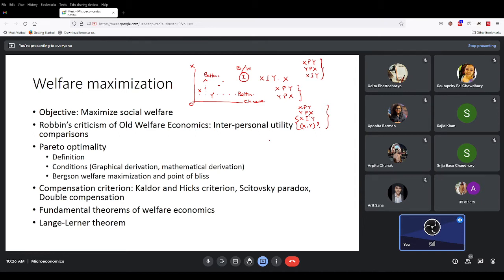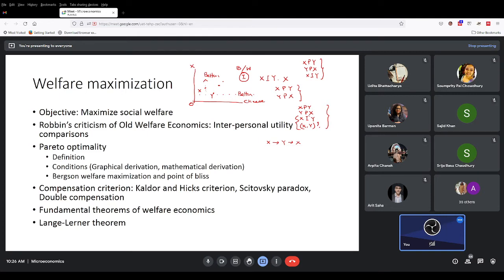Okay. So as I was saying, in the Scitovsky paradox, what happens is, if you start from X, it is better if you go to Y. But once you reach Y, it is better if you come back to X. So that means you really don't know whether X is better or Y is better. And so the Kaldor-Hicks criteria had to be modified slightly.